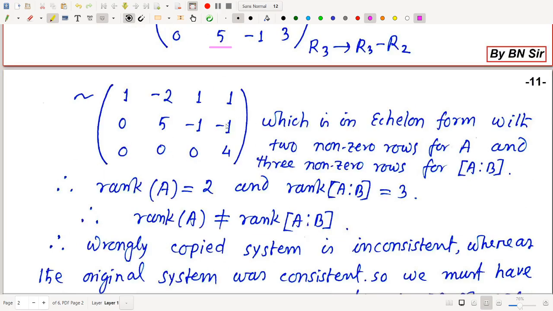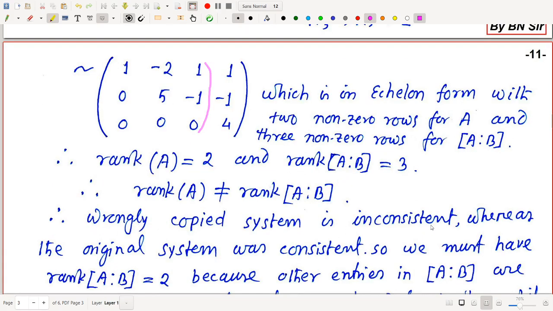Now this is in echelon form, with 2 non-zero rows for A. See, up to this was A. So 2 non-zero rows for A and 3 non-zero rows for A colon B, the augmented matrix. Therefore, rank A equal to 2 and rank A colon B, the rank of the augmented matrix, is equal to 3. Therefore, rank A not equal to the rank of the augmented matrix. Therefore, the system is inconsistent, but in the question it was written that it was a consistent system. Therefore, the wrongly copied system is inconsistent, whereas the original system was consistent.